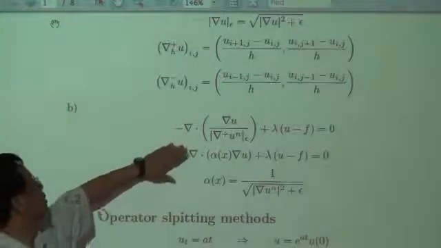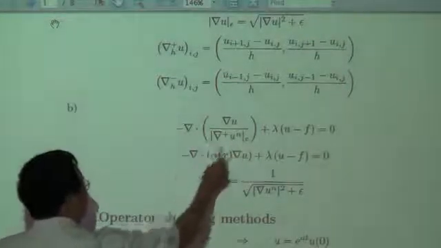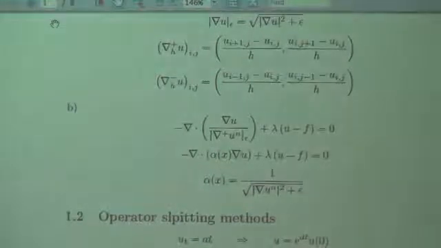A real domain decomposition, real multigrid, directly works on the nonlinear problem and takes care of the special nature of this diffusion parameter. My favorite is operator splitting, the so-called AOS method, and the Augmented Lagrangian.